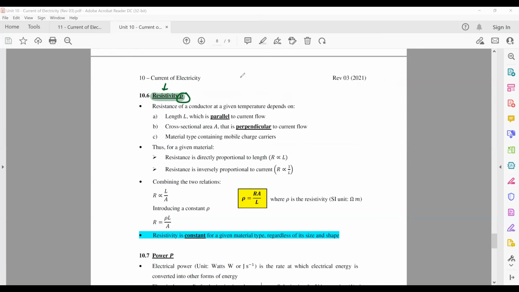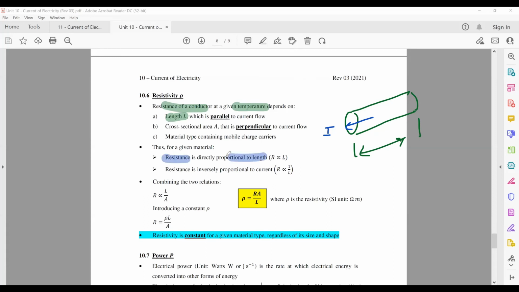Now, if you have a given conductor with a certain resistance, the resistance of a conductor at a given temperature depends on a few factors. It depends, number one, on the length L of the conductor, which is parallel to current flow. Resistance is directly proportional to length. The longer your conductor, the more resistance you encounter.